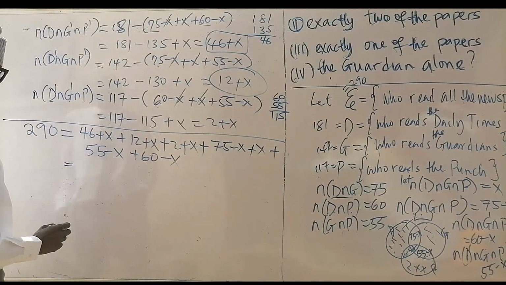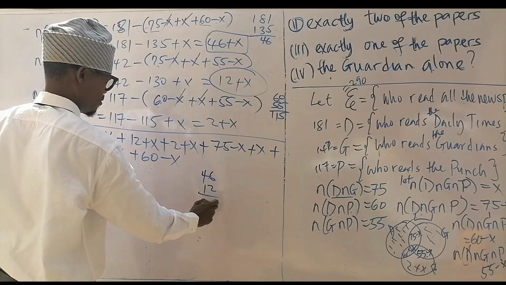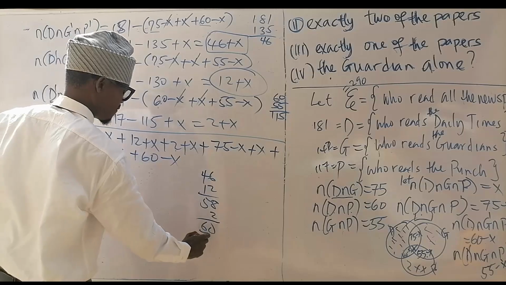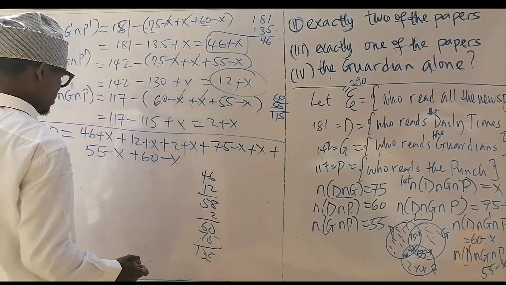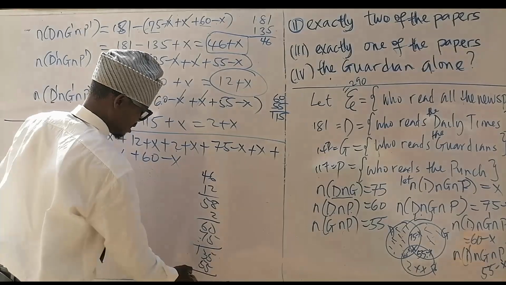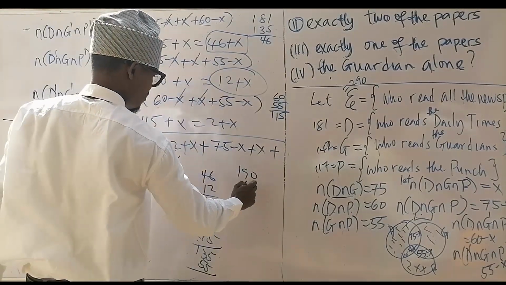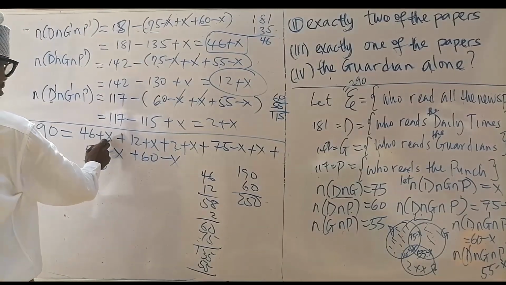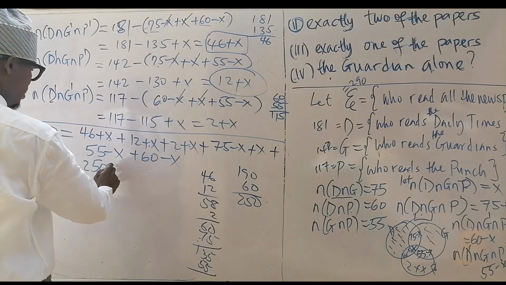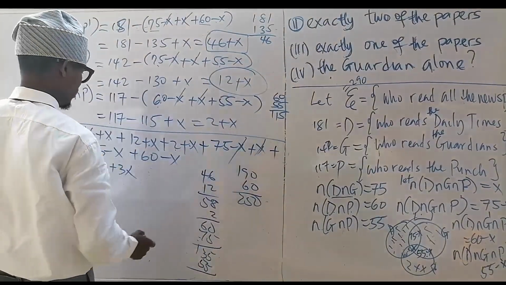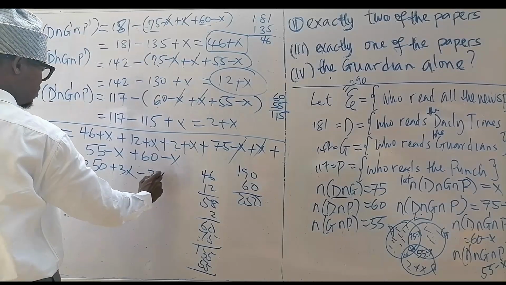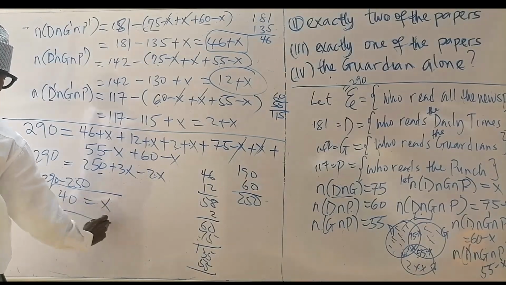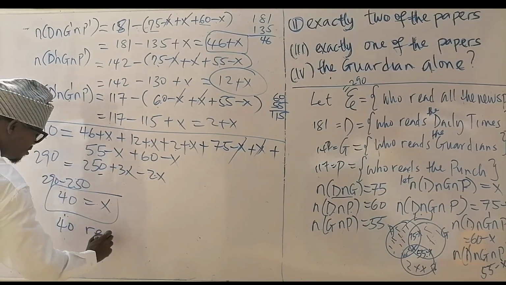So that will be equal to 46 plus 12, plus 2, that's 60, plus 75, that's 135, and then plus 55, 190, and then plus 60, that's 250. So we have 250. This one plus x plus x plus x, making plus 3x. This one and this one we cancel, and then this one and this one minus 2x. Because 290 minus 250 is 40, so 40 equals 3x minus 2x. That's x. So 40 read all the 3 papers.